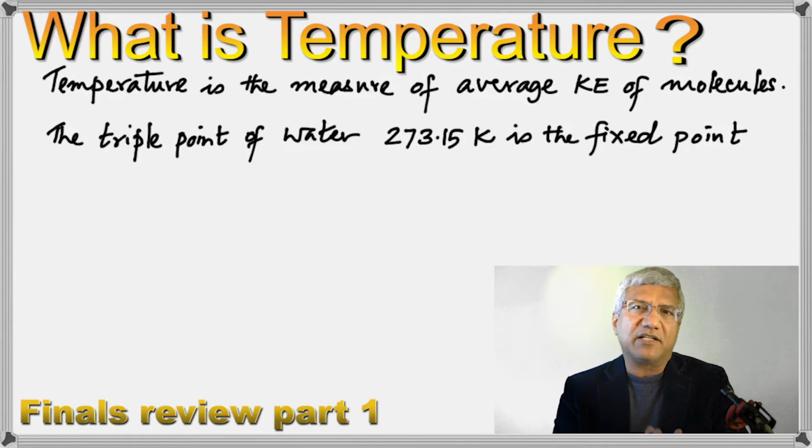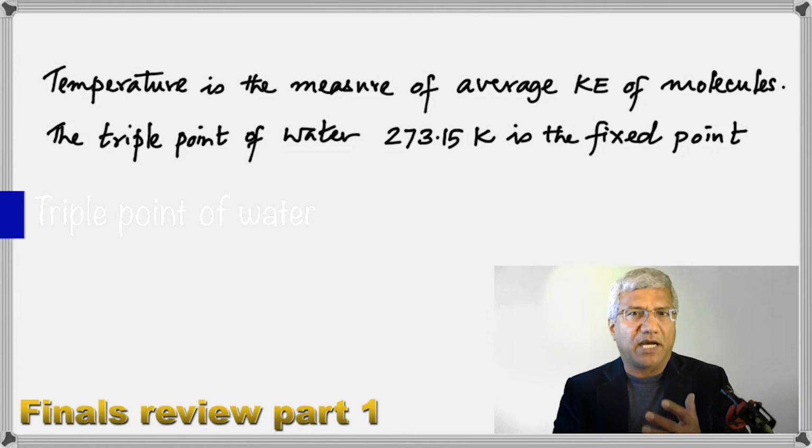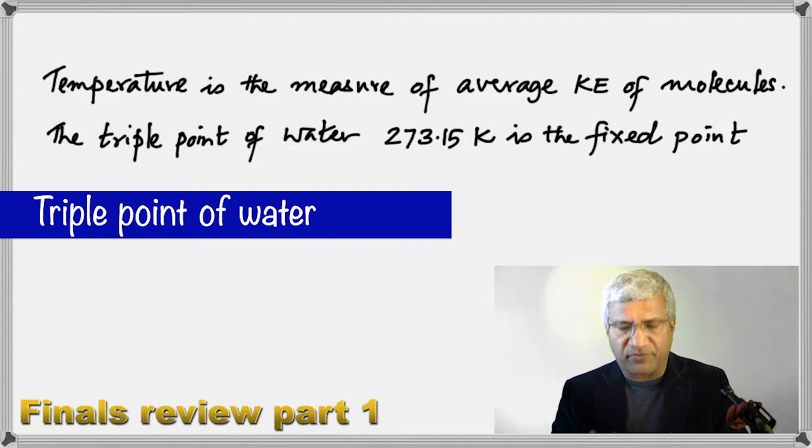Now, in order to define the temperature scales, the standard is the triple point of water. And the triple point of water is that temperature and pressure at which the three phases of water, namely ice, water, and water vapor, coexist. So it's that pressure and that temperature. It's actually 273.15 Kelvin. That is the triple point.